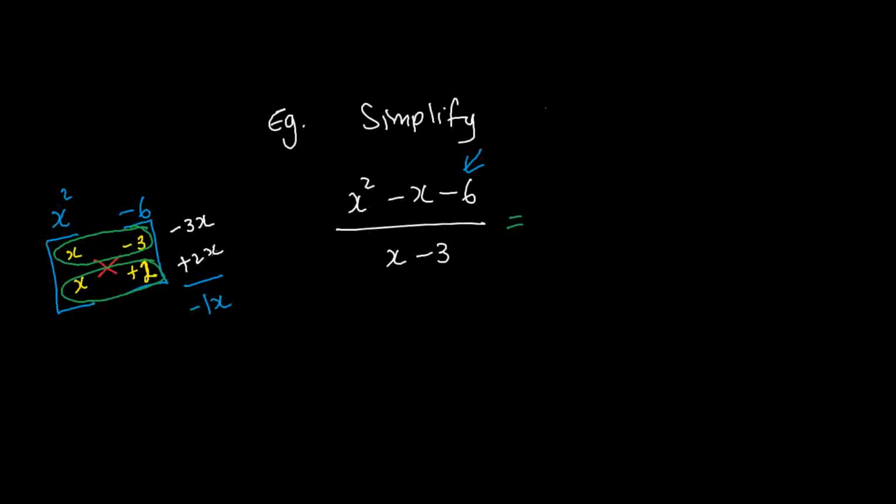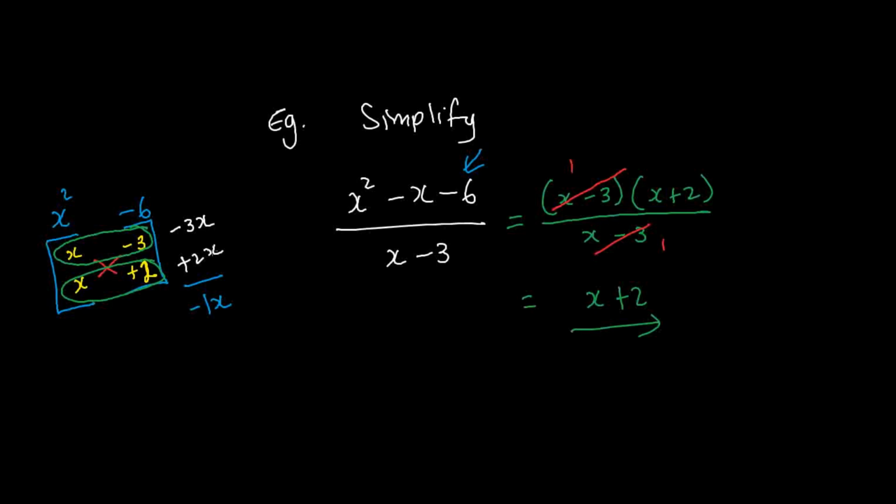So what is this equal to? Instead of writing x squared minus x minus 6, I can rewrite that as x minus 3 multiplied by x plus 2, all over x minus 3. And at this point, I can divide off x minus 3 divided by x minus 3. It's 1. So therefore, my final answer is x plus 2. Right? That is how I can simplify this expression.